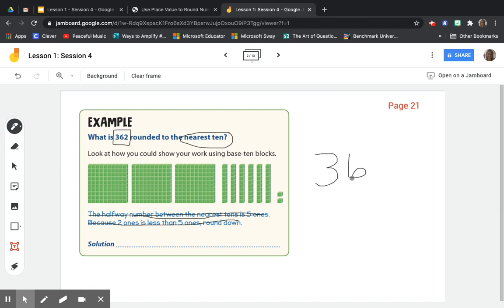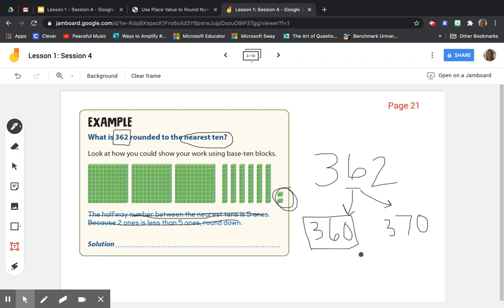So we're going to take 362. We know the neighbors for the tens. One is going to stay the same, so we know that's 60. And we know 70 is the other neighbor. I know that my hundreds are staying the same because I'm looking at my tens. And now I can see that the number 362, well, I only have 2 ones. So I know that number is going to be closer to 360.